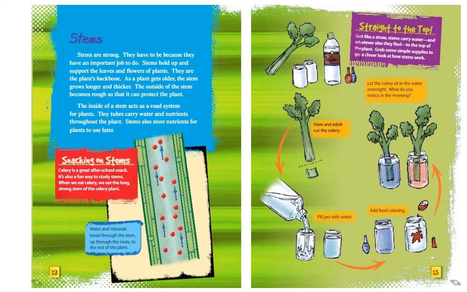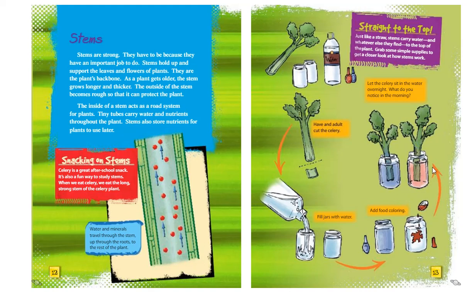Grab some simple supplies to get a closer look at how stems work. So something you can do with a stalk of celery, if you have one: get some water and some food coloring. Have an adult cut the celery so that the bottom of its stem is cut off, like so. Let the celery sit in water overnight. So you could let one stalk of celery sit in a jar of blue-colored water and another one sit in a jar of red-colored water.